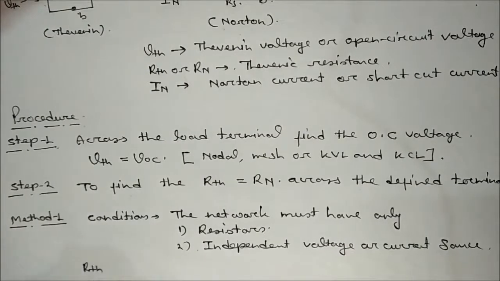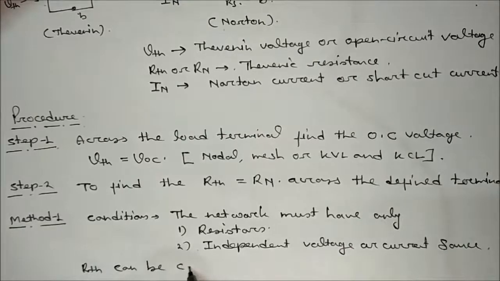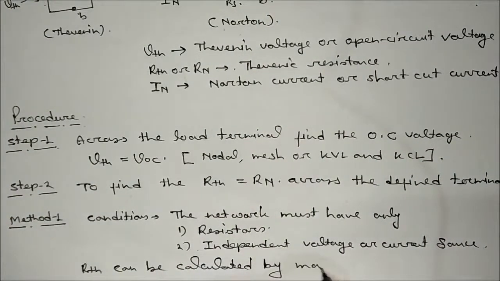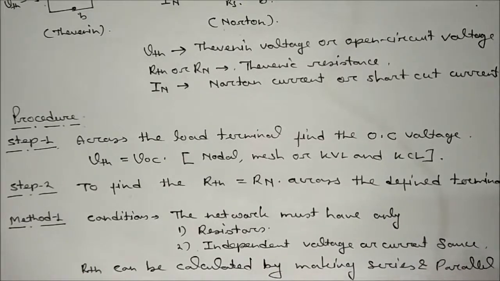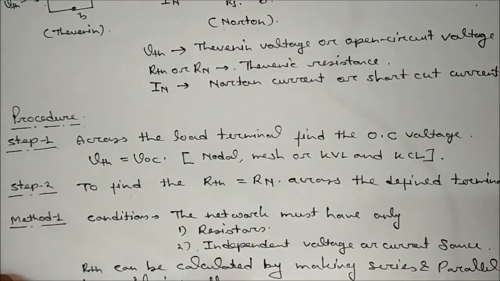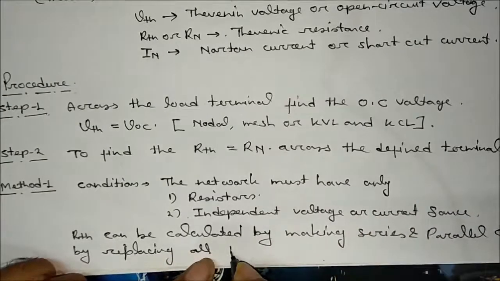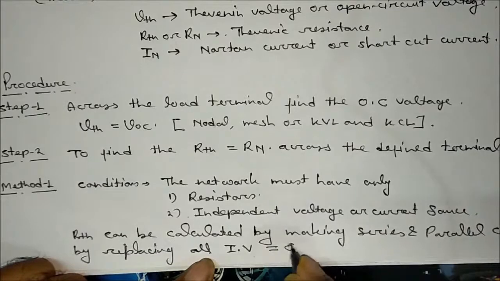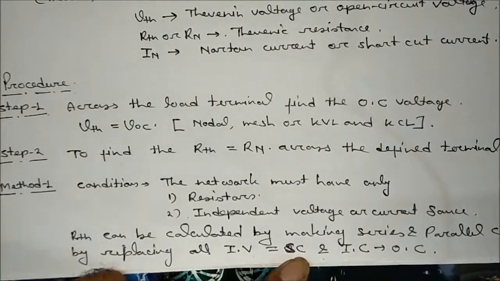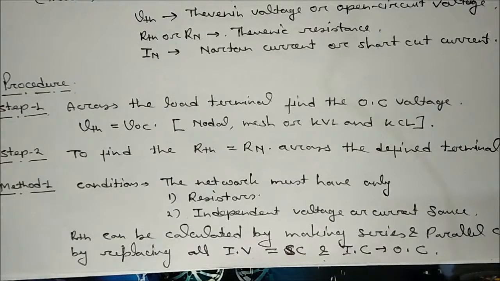How? Rth can be calculated by making series and parallel combinations, by replacing all independent voltage sources with short circuit and independent current sources with open circuit. So make series and parallel combinations and you will get the Rth value.